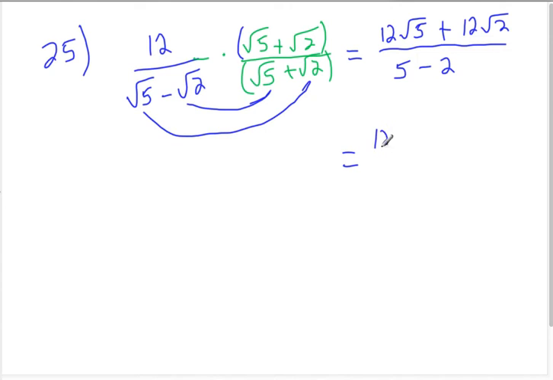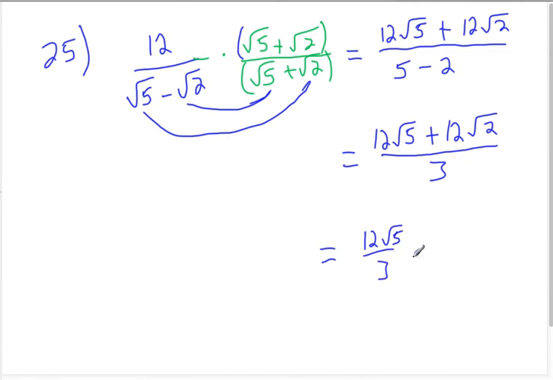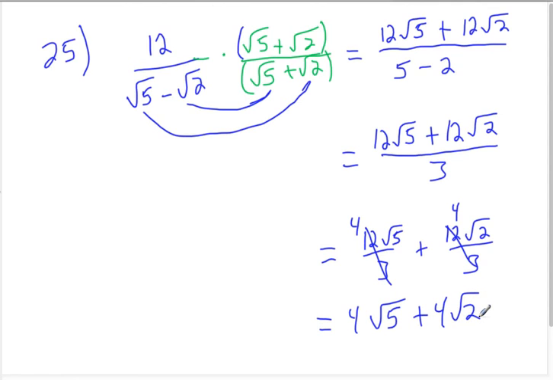So we end up with 12 root 5 plus 12 root 2 all over 3. Oh, we can do some more simplification. Awesome. So, which is the same as writing 12 root 5 over 3 plus 12 root 2 over 3. And so we can reduce these. And so we end up ultimately with 4 root 5 plus 4 root 2. Bam! All right, that was a fun one. Let's see if we can fit one more in before we switch to the next video.